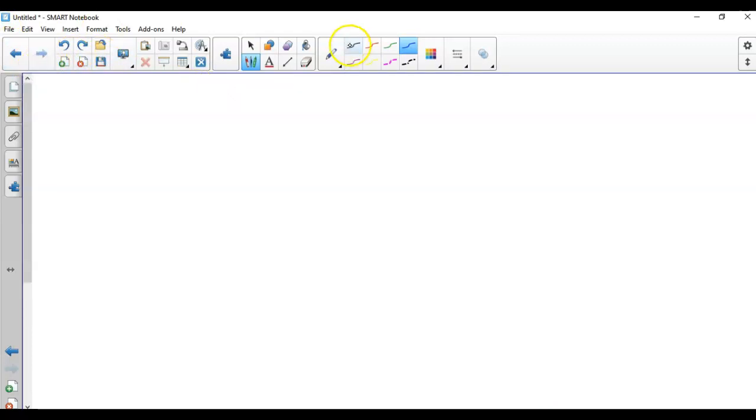Let's continue on. Let's do another problem. Example 3. We're going to do 5x plus 7 equals 3x plus 7. Okay, so let's solve this equation.